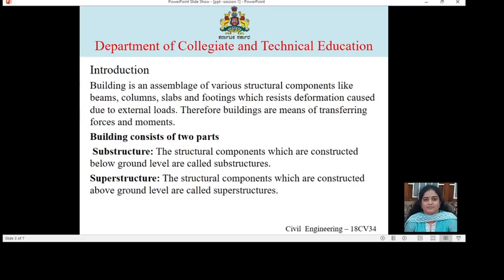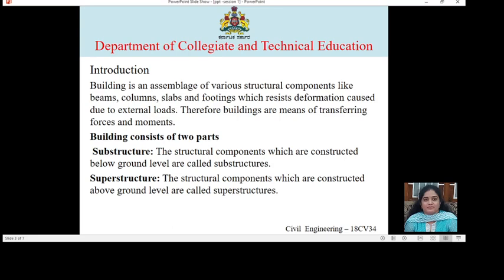First I'll start with the foundation. So the introduction. A building is an assemblage of various structural components like beams, columns, slabs and footings which resist deformation caused due to external loads. Therefore, buildings are means of transferring forces and moments.